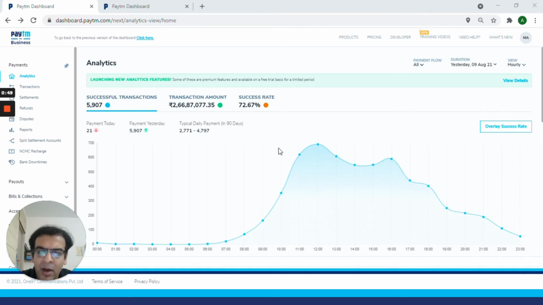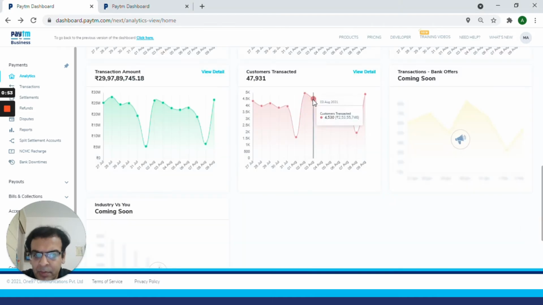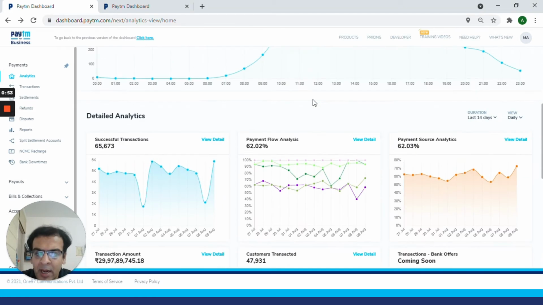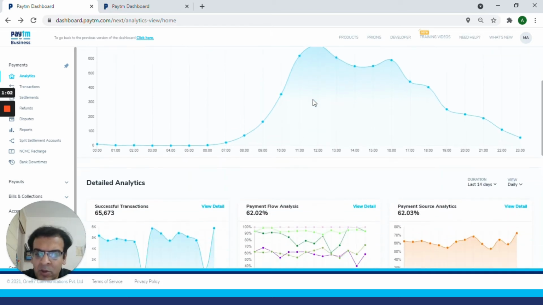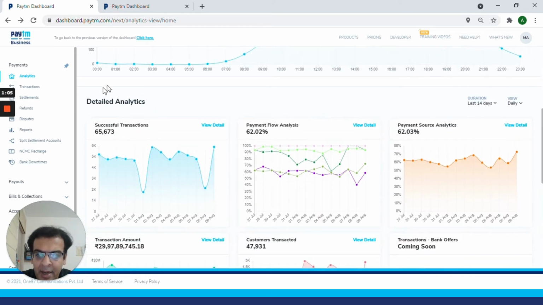As you might already be aware, there is a merchant dashboard in which you can log in and see your transaction level details. As soon as you log into that dashboard, you will land on the analytics homepage. Once you scroll down a bit, you will see a detailed analytics section in which the second widget corresponds to payment flow analysis. It shows you a snapshot of the different payment flows that you have integrated with Paytm and their behavior in terms of success rate for the last 14 days.